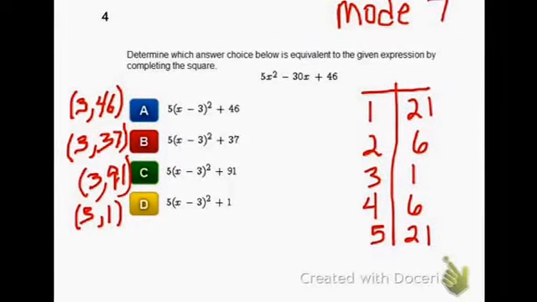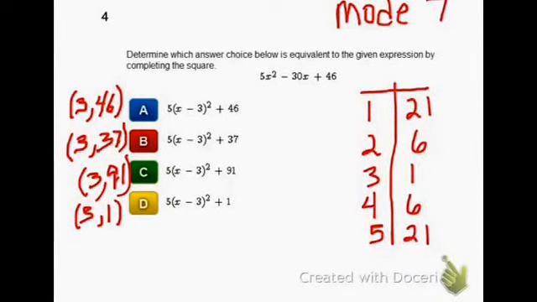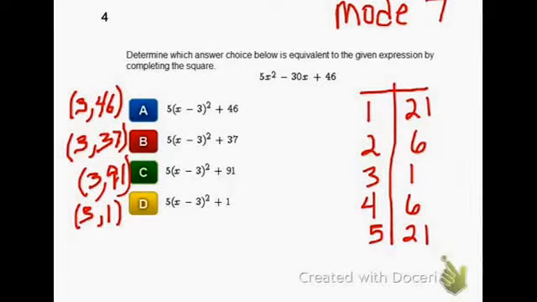Number 4. Determine which answer choice below is equivalent to the given expression by completing the square. And we didn't study completing the square, but we did do these in mode 7. So what I did was I determined the vertex, since all of my answer choices were in vertex form, and I wanted to see which answer choice was going to be found in the table. So I made a table using mode 7.